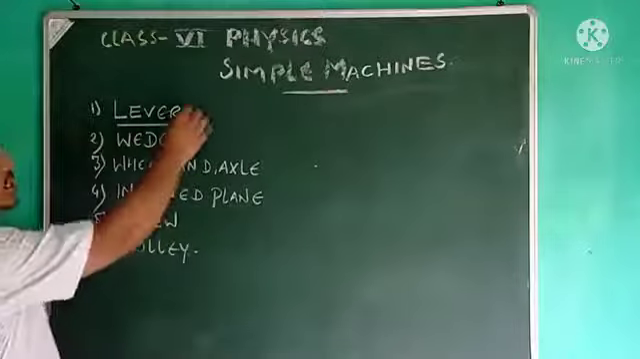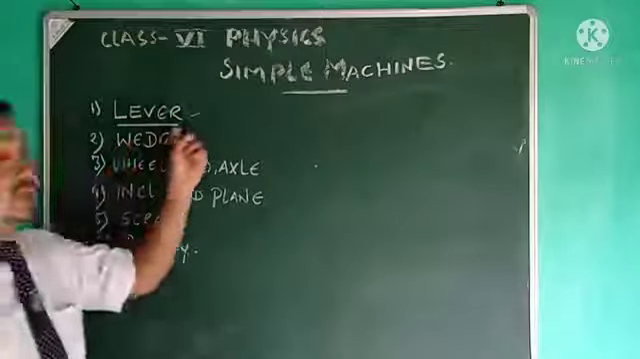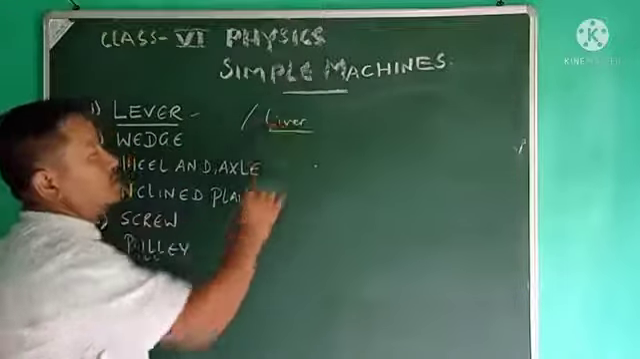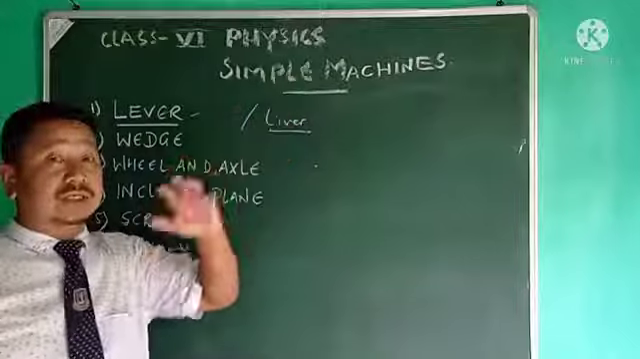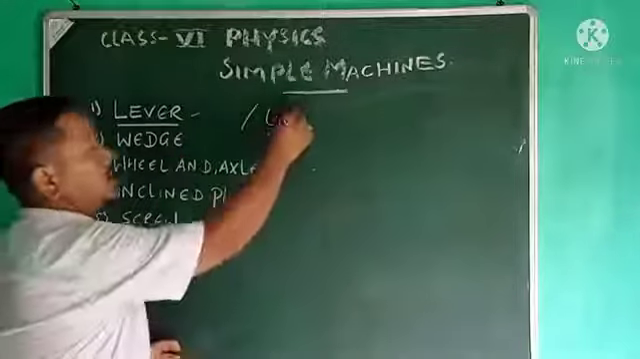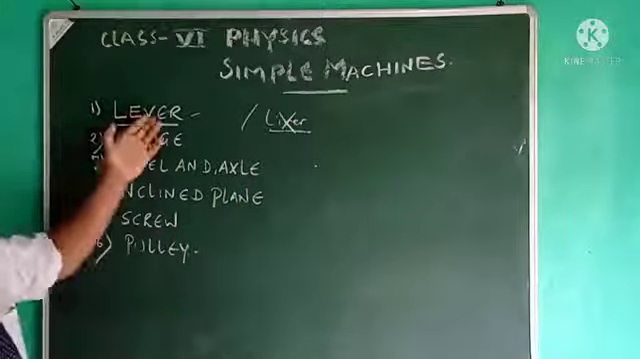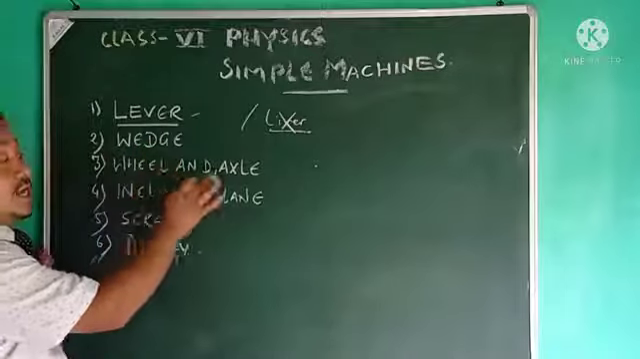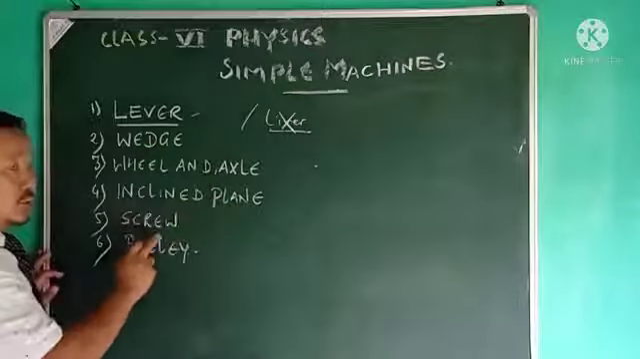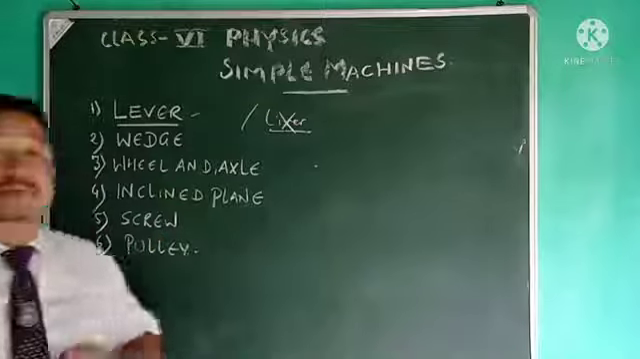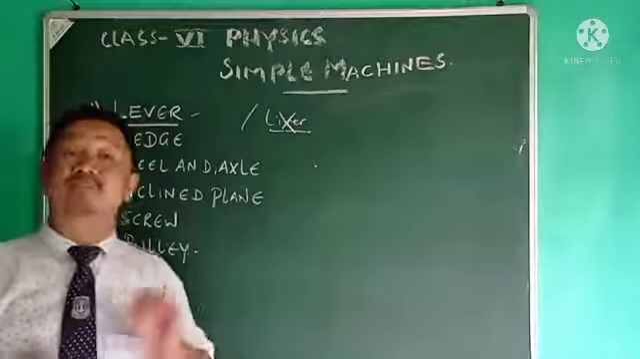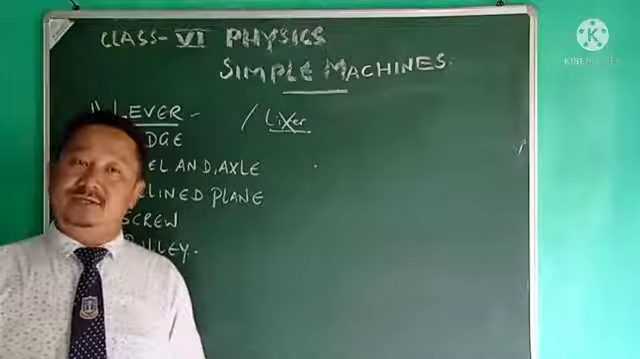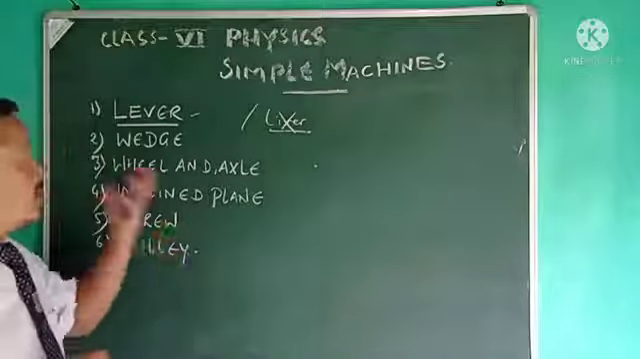They are lever, spelled L-E-V-E-R, not L-I-V-E-R. There is another word with a different spelling, liver, but that is a part of the body, which is not being talked about here. We are talking about lever, a simple machine. Then wheel and axle, inclined plane, screw and pulley. So these are the 6 different types of simple machines. They are all simple tools which make our work easier and faster. We'll talk about each one of them one by one.